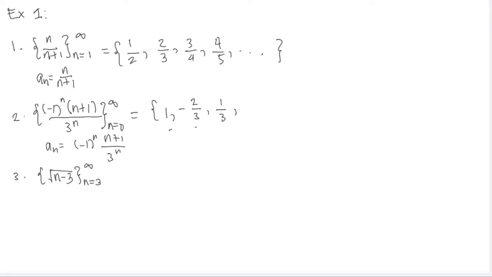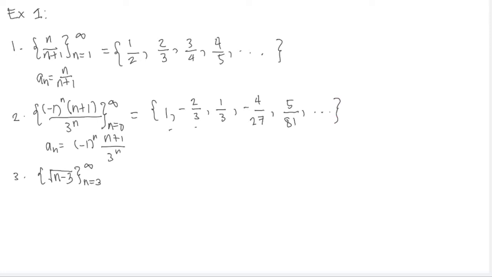Next, n equals 3. So negative 1 to the 3 gives us a negative value, 4 over 3 cubed, 27, so that's negative 4 over 27. Next value is n equals 4, so that's positive 5 over 3 to the 4, or 9 times 9, 81. And so on and so forth. So you already have an idea of the pattern of the sequence.